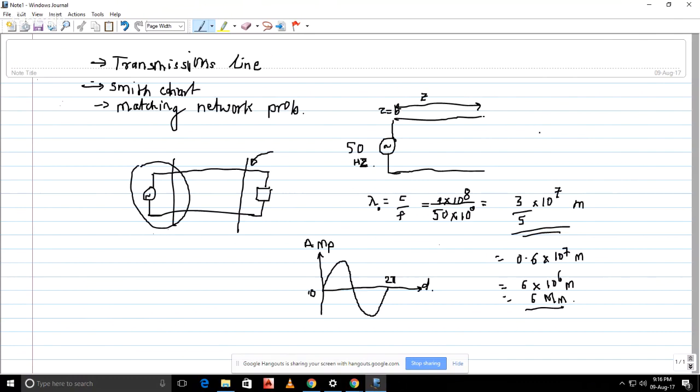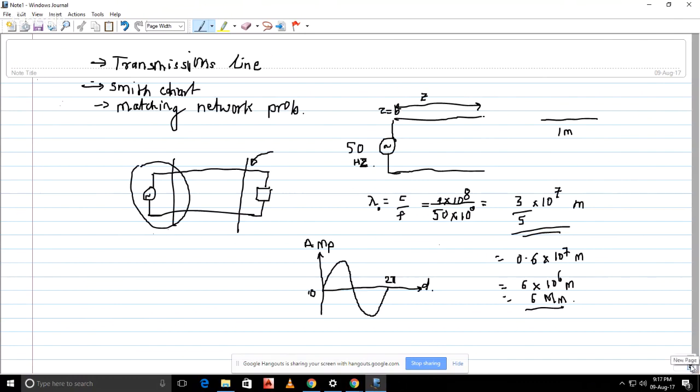Hardly in labs would you have used a wire length, to be very optimistic, of 1 meter. Even though it is 1 meter, it is just a little bit of this 6 megameter, so it is negligibly small. So the phase variation along this line is zero. You cannot see any phase variation along this line, because with respect to 6 megameter, 1 meter is negligible. And we never use 1 meter. We hardly use anything beyond centimeters. So the phase shift over the distance is zero.